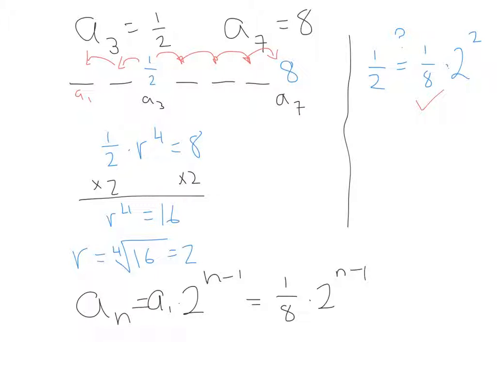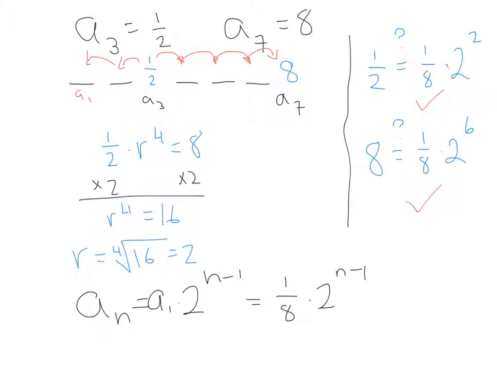And if we put in 7 for our term, we should get 8. So let's check and see if in fact we get 8 when we do 1/8 times 2 to the 7 minus 1, which is 6. 2 to the 6th is 64, and 64 times 1/8 is 8, and therefore that works. I hope this has helped.